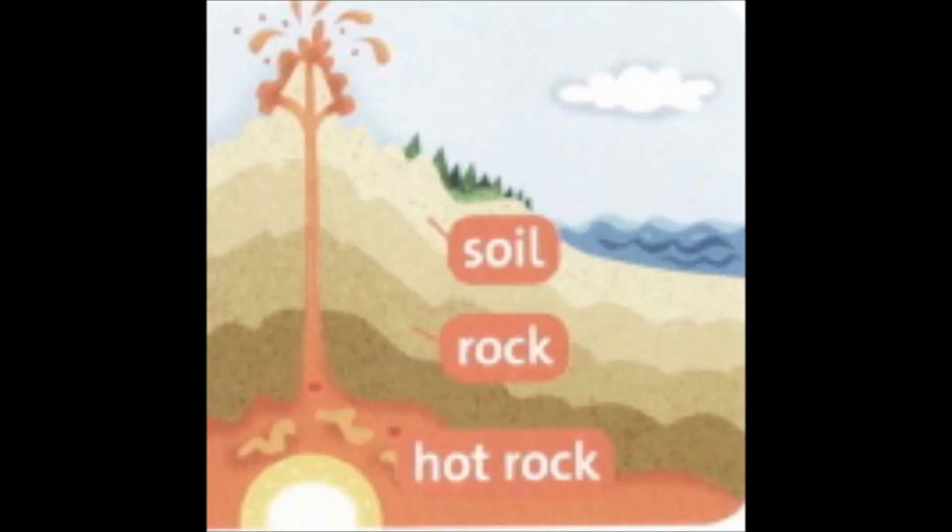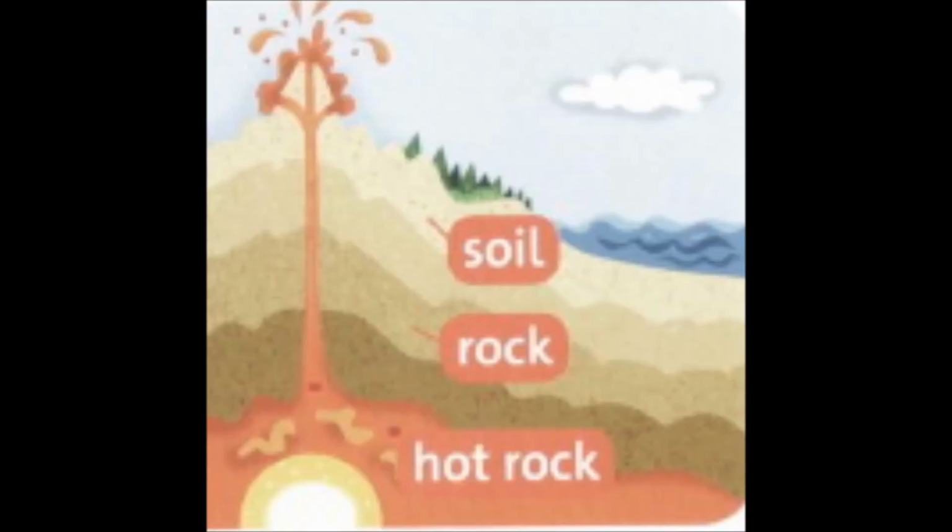Chapter 7. Under the Land. Let's look at the land. What can we see? We can see soil. Plants live in soil, and they find water there. Under the soil, there's rock.